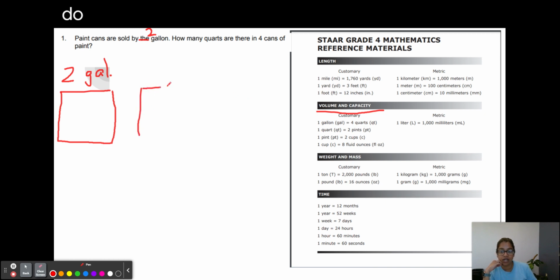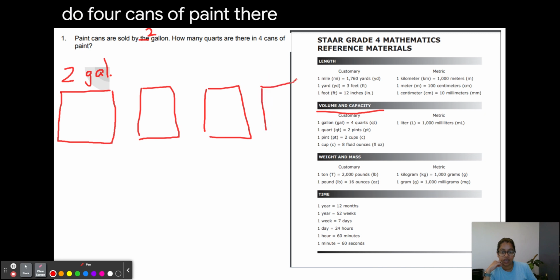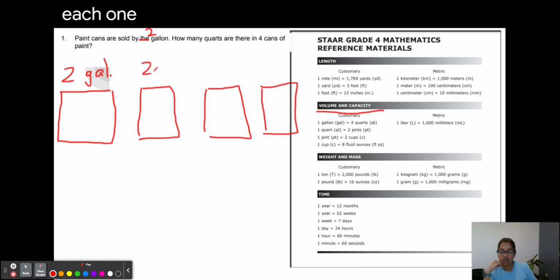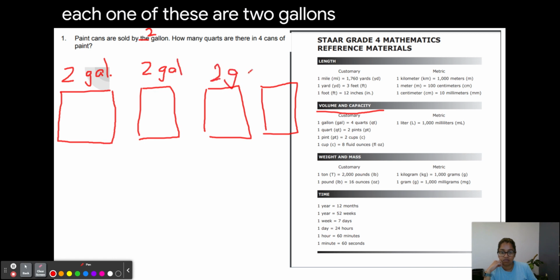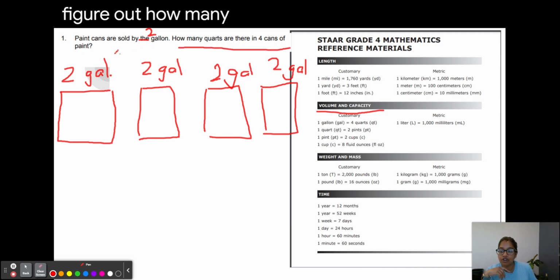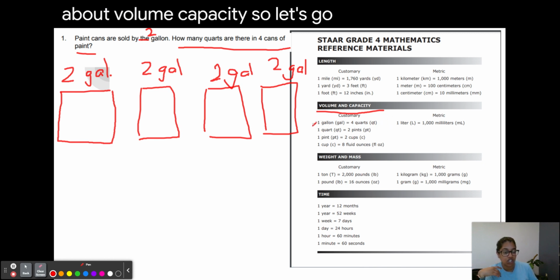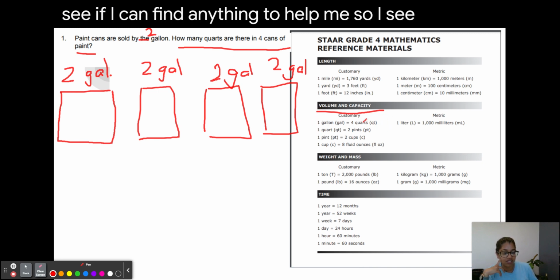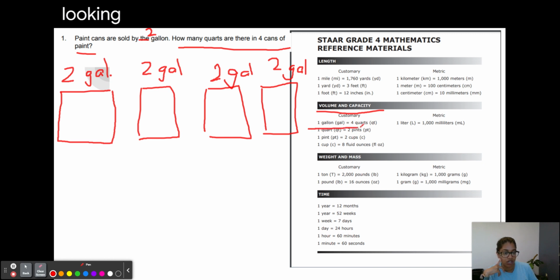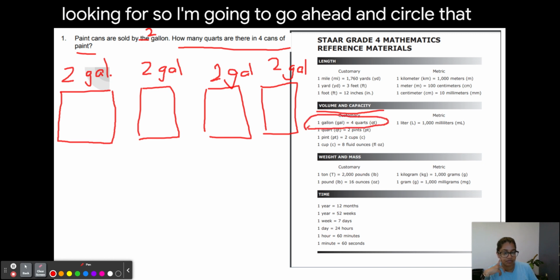How many quarts are there in 4 cans of paint? So let's do 4 cans of paint. Each one of these is 2 gallons. Now we want to figure out how many quarts are in 4 cans of paint. We're talking about volume and capacity, so let's look and see if I can find anything that helps me. I see 1 gallon is equal to 4 quarts. Oh, that's exactly what I'm looking for. So I'm going to circle that.